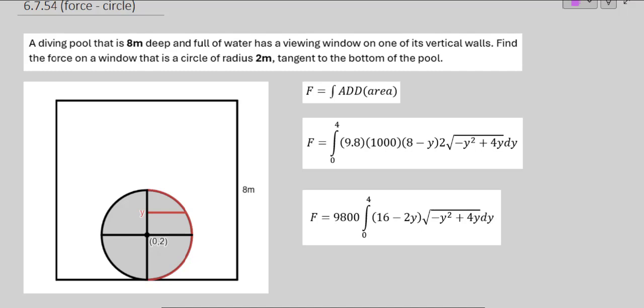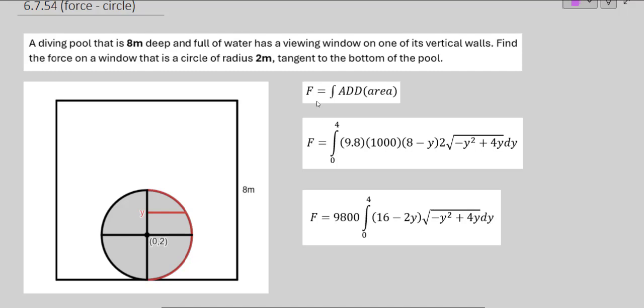Let's find the force on this circular window in a pool. This is a complicated one, so let's go slow. The pool is 8 meters deep. The window is 2 meters in radius, so 4 meters in diameter.